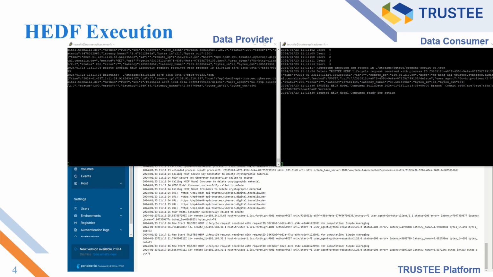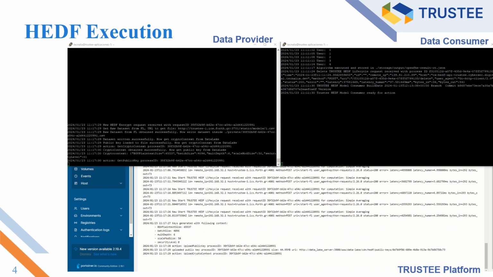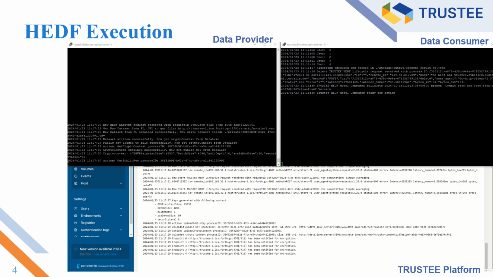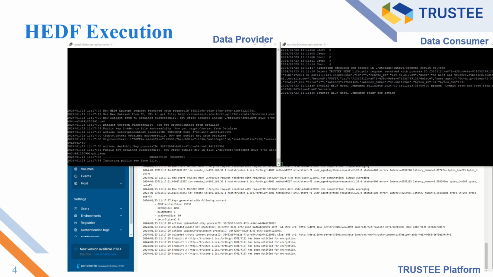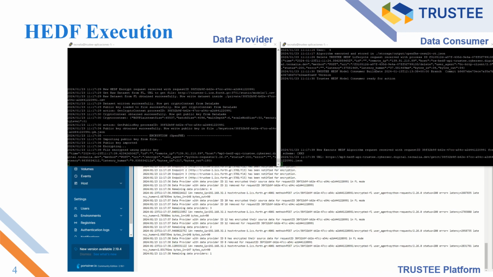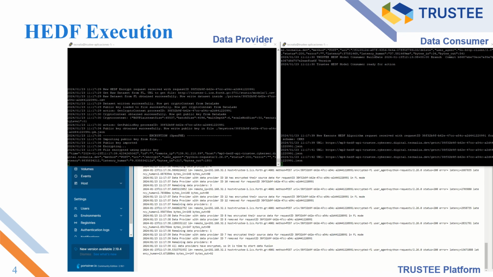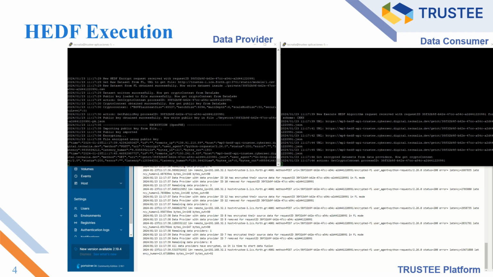Here you can see the three components of the homomorphic encryption data fusion in execution. On the lower part of the screen, the Trustee platform component log is located, which will start the data fusion process by creating the homomorphic encryption keys. Then, on the upper left side, the data provider component log is shown, where encryption happens. The upper right side of the screen shows the data consumer log, where computation over encrypted datasets is taking place.